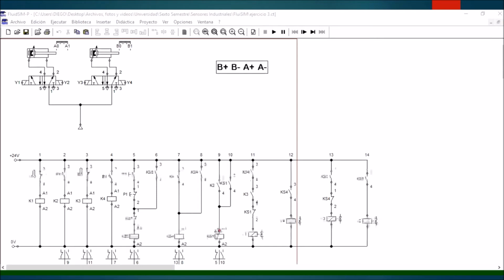And finally the last group, with a new relay called KS1. When this cylinder is in this position, this closes and energizes this relay, this interrupter closes, energizes this relay, and this interrupter closes.